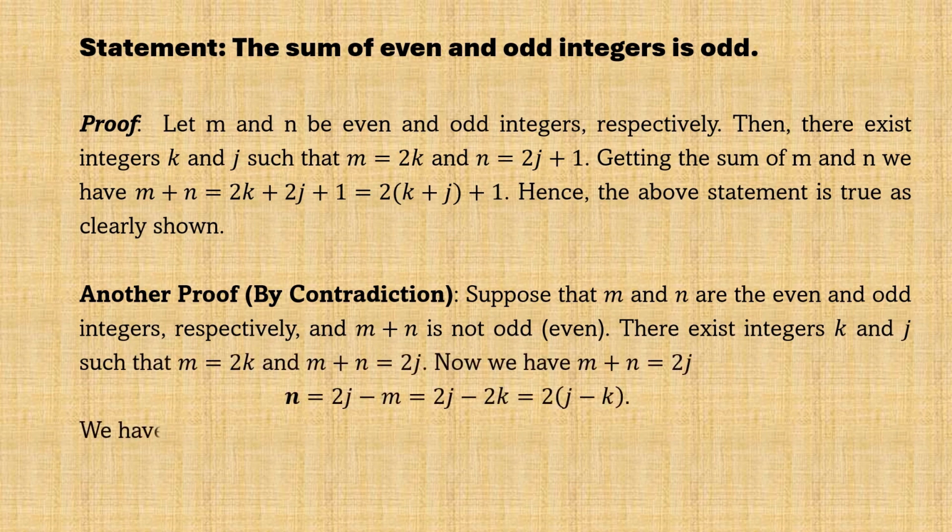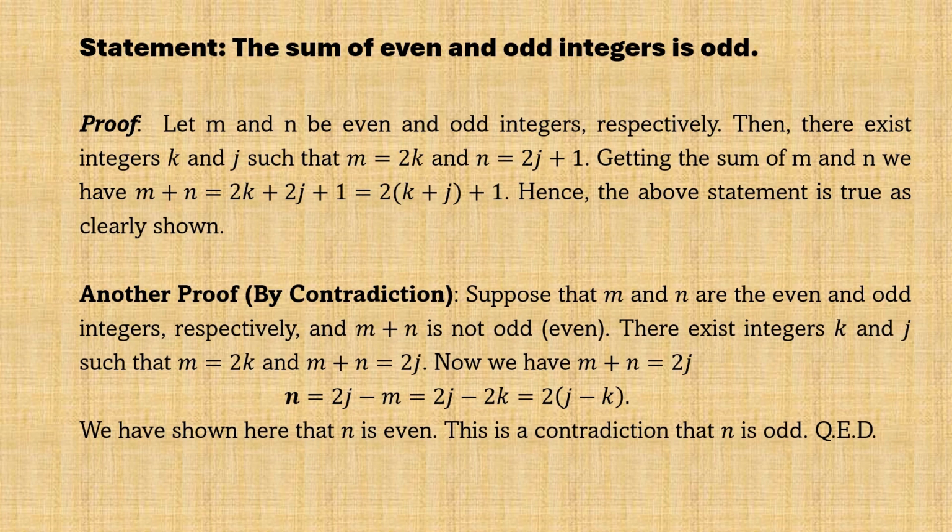Another proof: by contradiction, suppose that m and n are the even and odd integers, respectively, and m plus n is not odd, that is, even. There exist integers k and j such that m is equal to 2k and m plus n is equal to 2j. Now we have m plus n is equal to 2j.